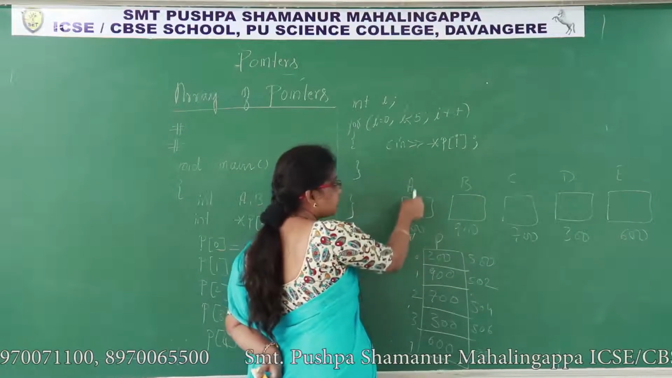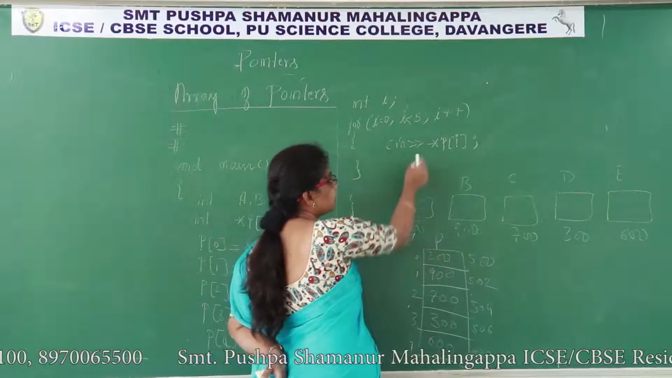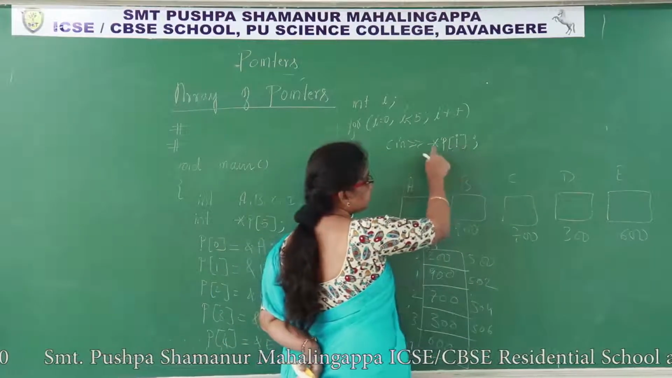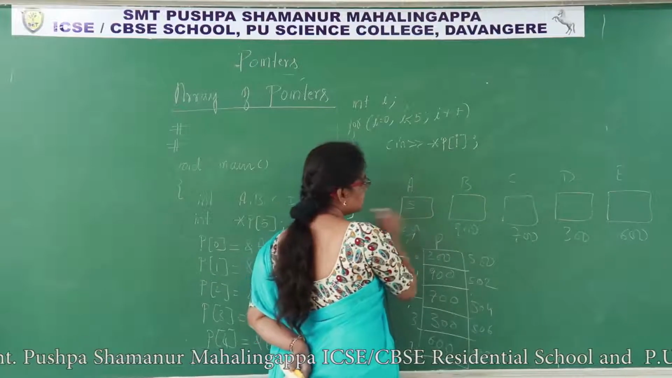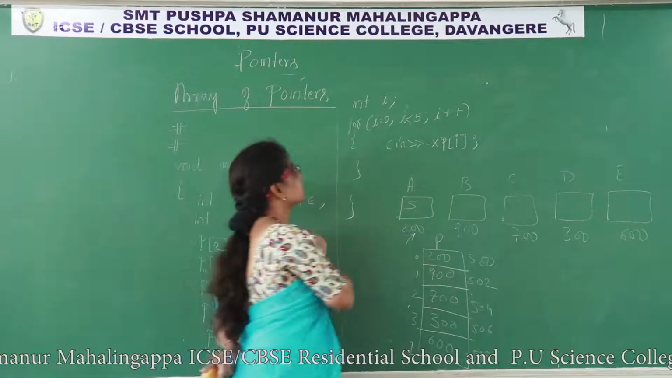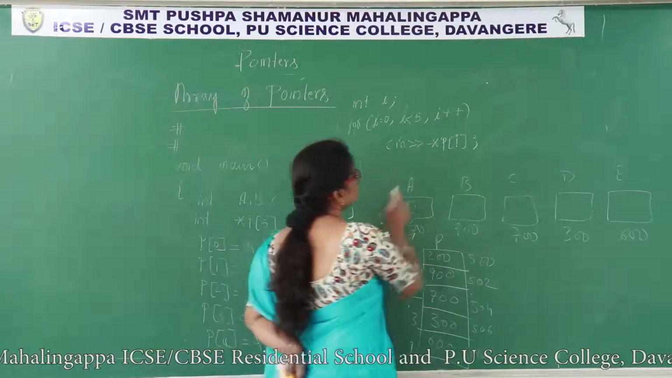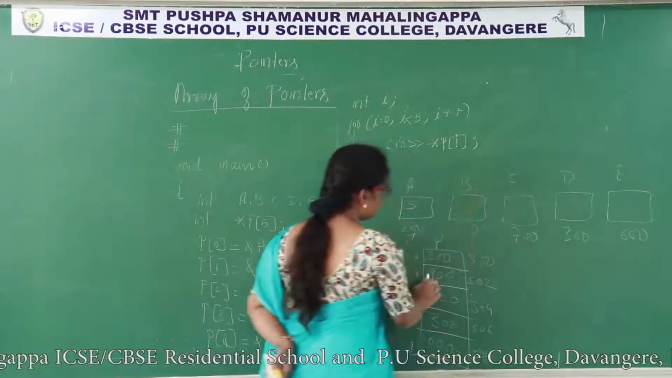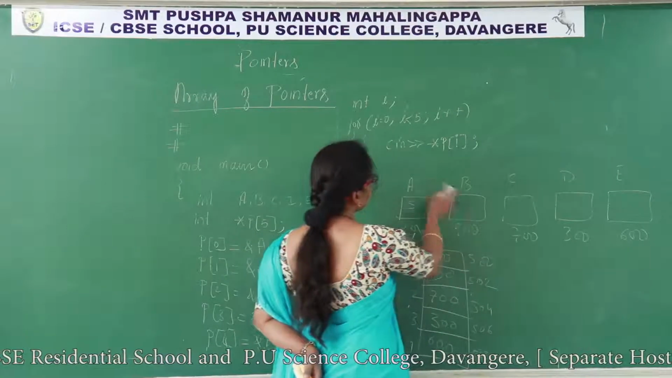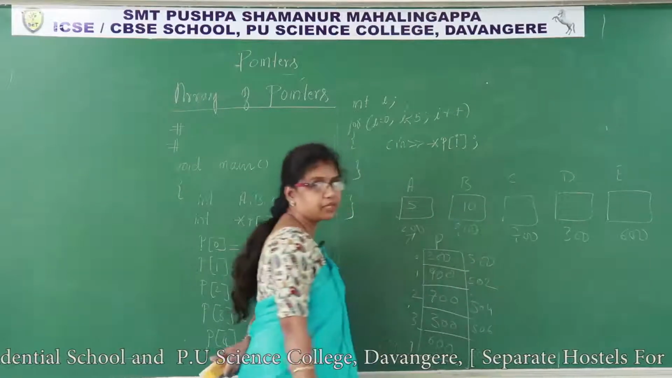I have to move to this memory location. So star P of 0 means star 200. Then the value goes to this memory location. Next I increments, I becomes 1, 1 less than 5, condition satisfied. Then P of 1 means 900, star 900 means this location, then the value will be stored in B.